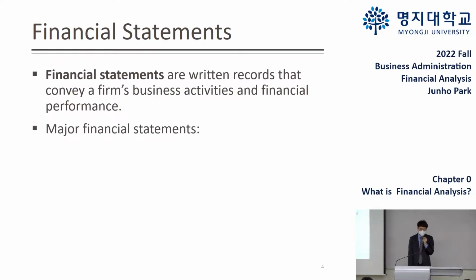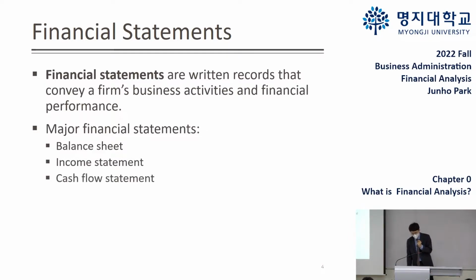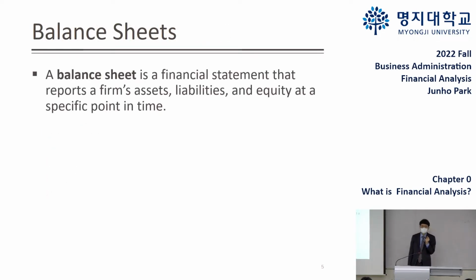And there are 3 major financial statements that we usually refer to. The first one is the balance sheet, the second one is the income statement, and the third one is the cash flow statement. So I'm just going to start with the balance sheet. A balance sheet is one of the financial statements that report a firm's assets, liabilities, and equity at a specific point in time.